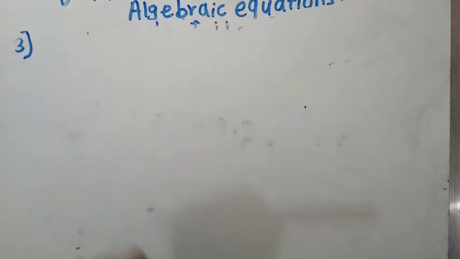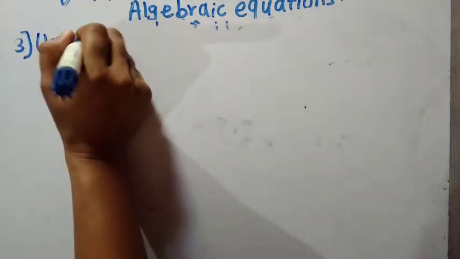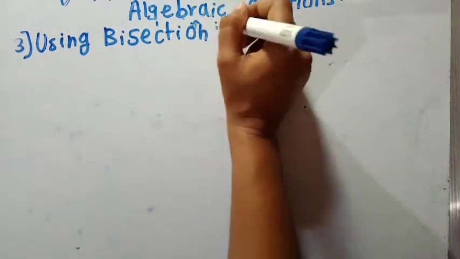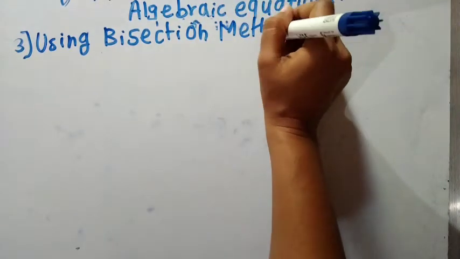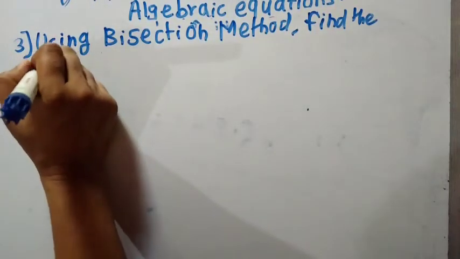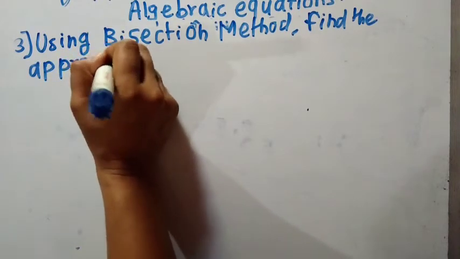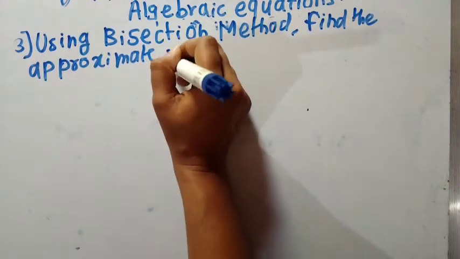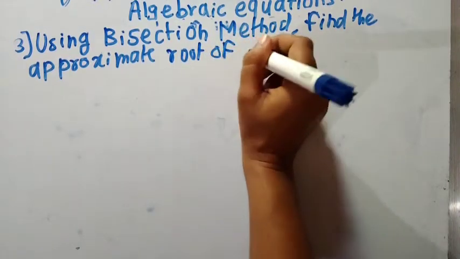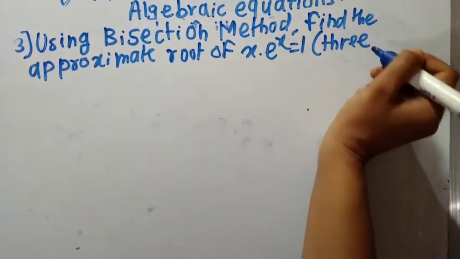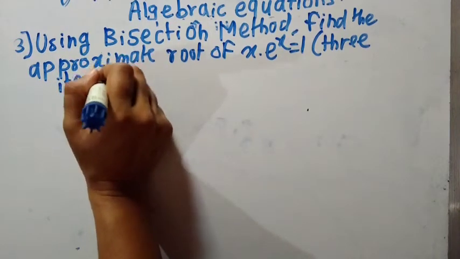Then third example, using bisection method, find the approximate root of x into e raised to x, which is equal to 1. Here find out 3 iterations only.